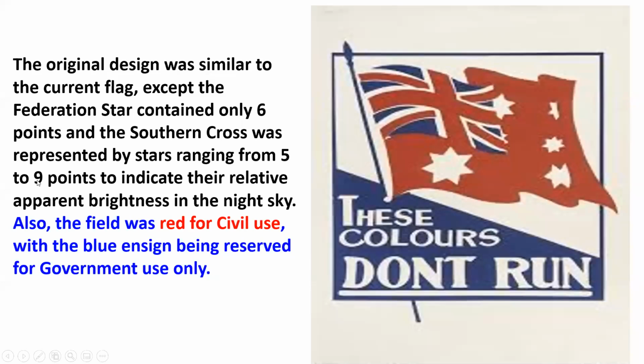Now, here's some bits and pieces on the original flag that I want to cover. The original design was similar to the current flag, except the Federation star only contained 6 points. The Southern Cross was represented by stars ranging from 5 to 9 points to indicate their relative brightness in the night sky. Also, the field was red for civil use, with the blue ensign being reserved for government use only. This is our flag.